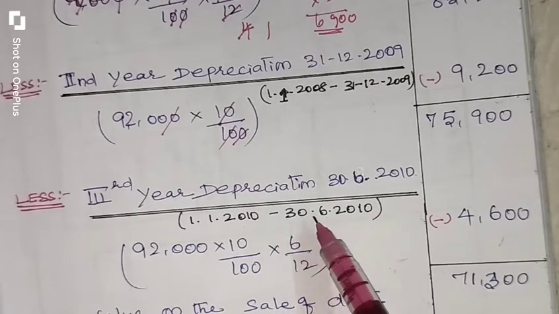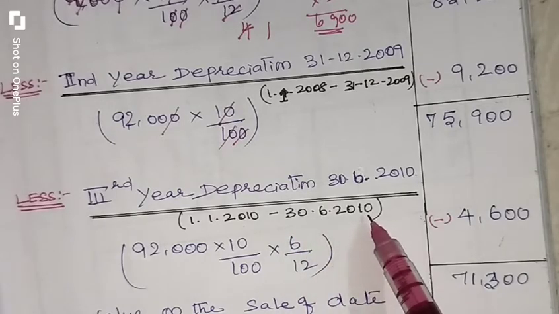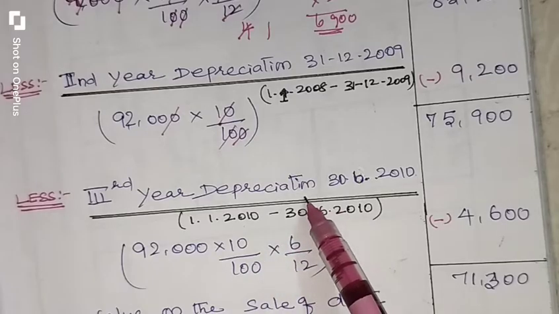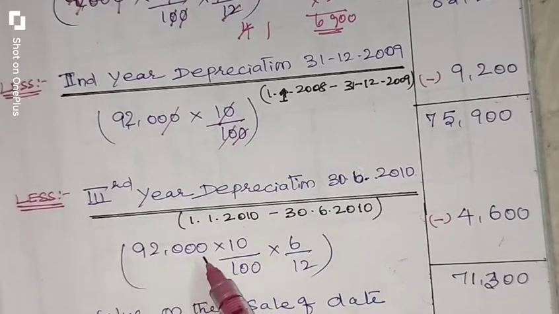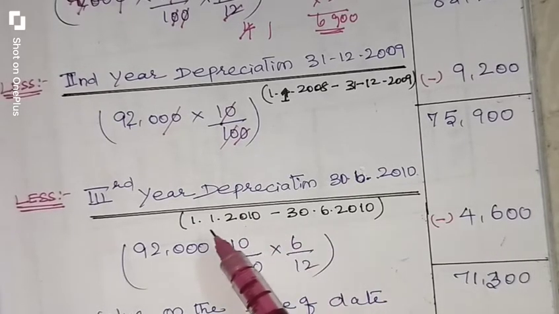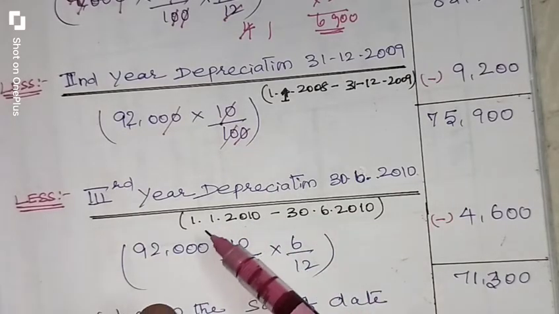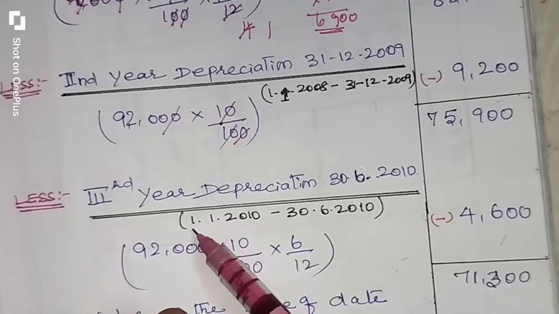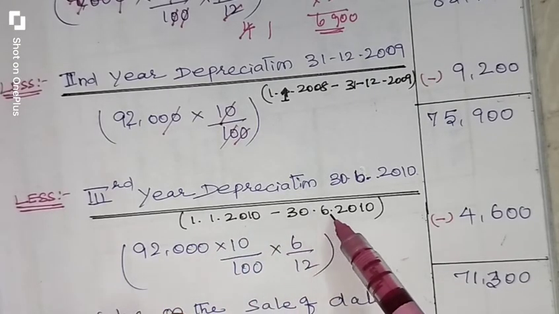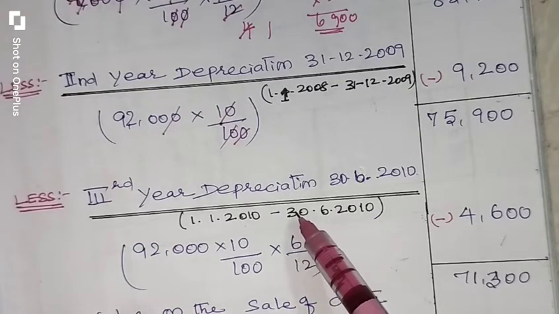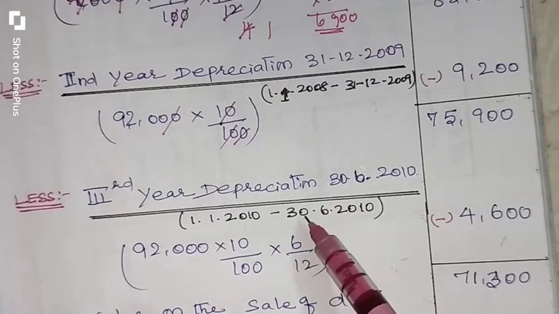That is 30/6/2010. So we have to take this selling date of the asset into the depreciation to find the depreciation value. From 92,000 we have to find 10% for the accounting period 1/1/2010 to 30/6/2010. That means we have to take January fully up to June fully, because 30th 6 means June month fully.